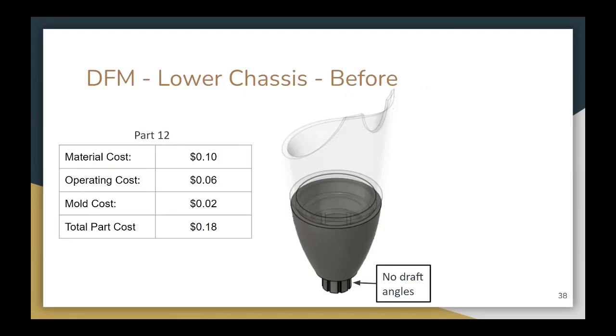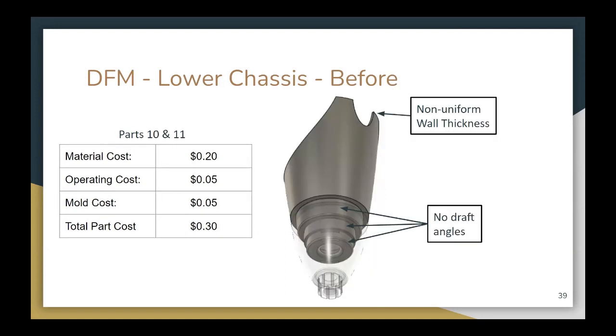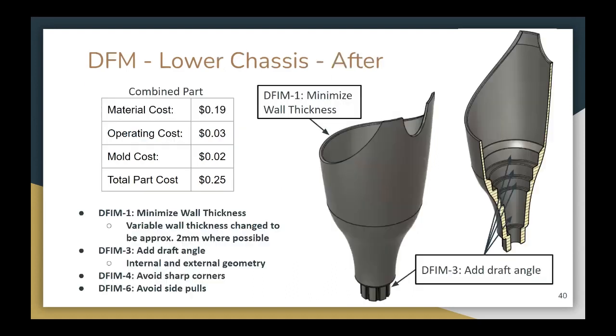Here you can see one of the parts that we've selected to redesign for injection molding. Part 12 comes from the lower chassis and has a total part cost of 18 cents per part before the redesign. Parts 10 and 11, before the redesign, have a total part cost of 30 cents per part. Parts 10, 11, and 12 lack internal and external draft angles, which would make it difficult to injection mold, and there are some non-uniform wall thickness issues that contribute to a much longer cooling time than necessary.